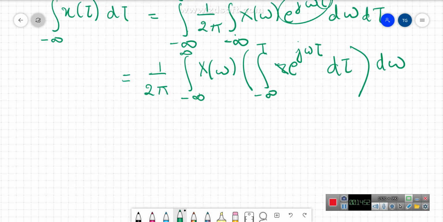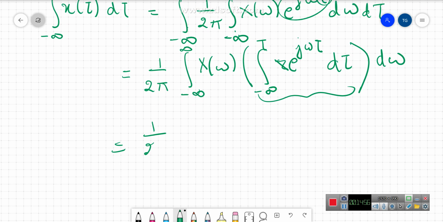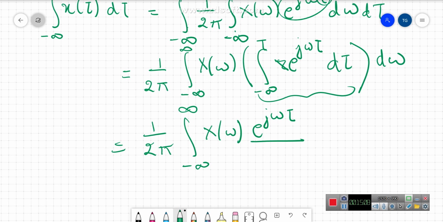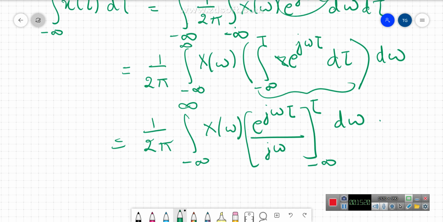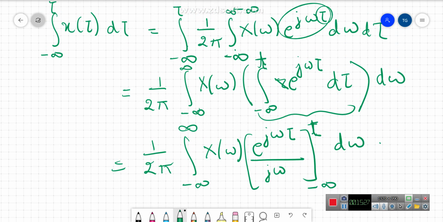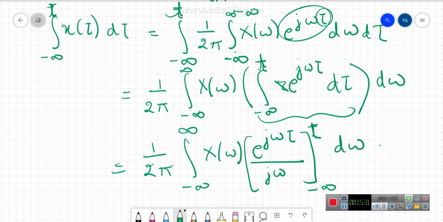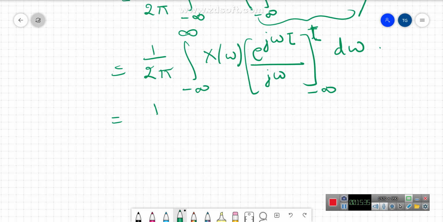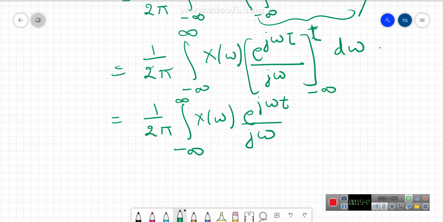Now, first solving this integration, we get 1 by 2 pi, minus infinity to infinity X of omega, e to the power j omega tau divided by j omega, which is a constant and comes out, with limits minus infinity to t, with respect to tau. Now substituting the limits, this is t, not tau, here also it is t. So we get 1 by 2 pi, minus infinity to infinity X of omega, e to the power j omega t by j omega, d omega.